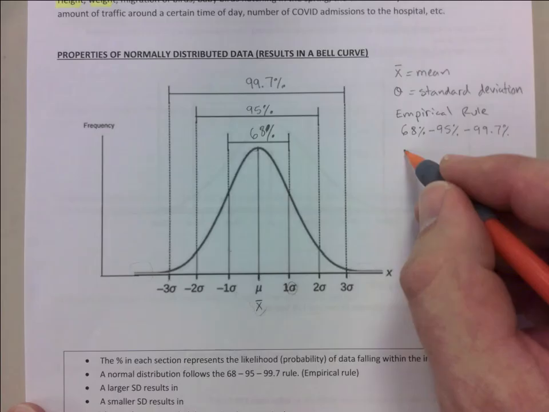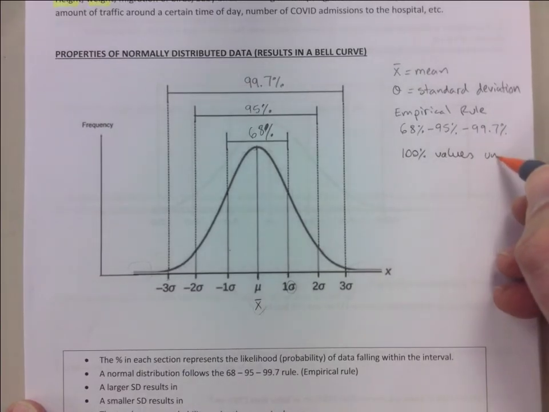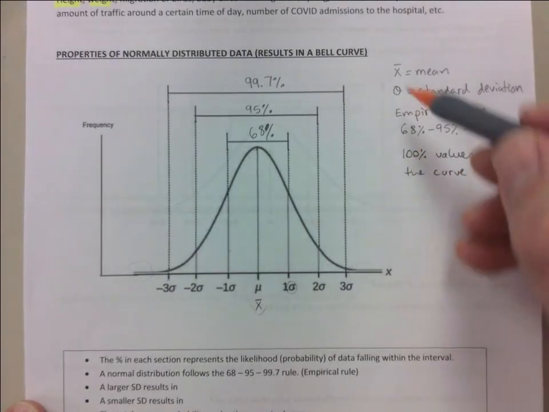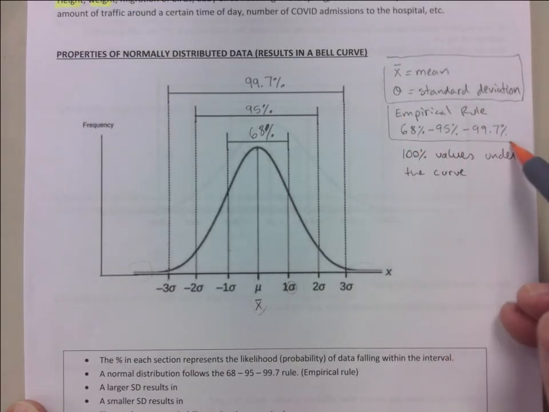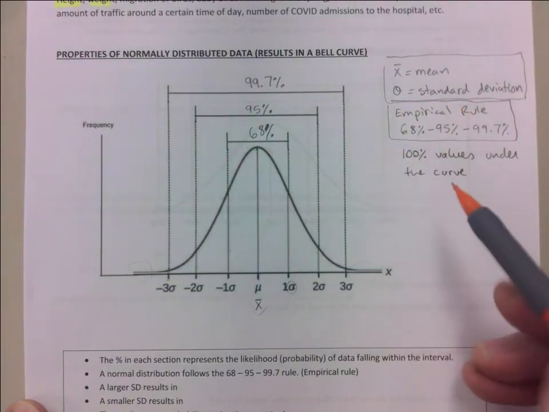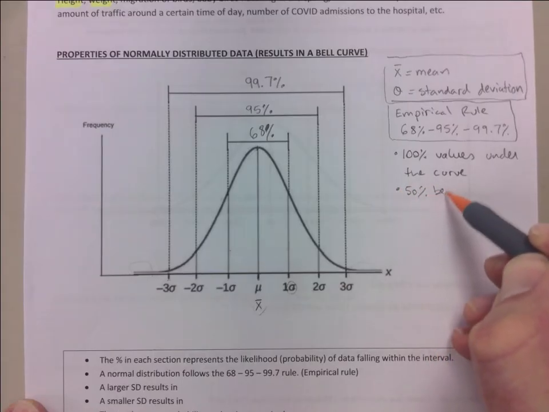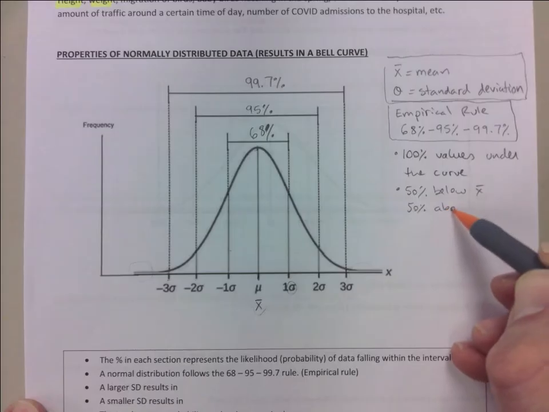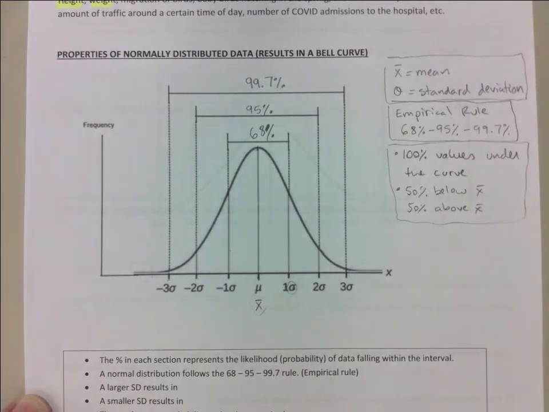So I'll write this down. 100% of values under the curve, always. So these are all little side notes, okay? For this one, I'll make 2 bullets. 50% below the mean, 50% above mean. These are just things that we assume is the case.